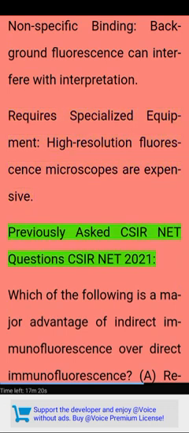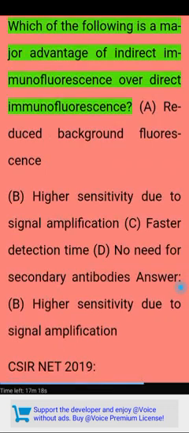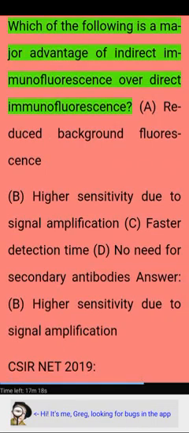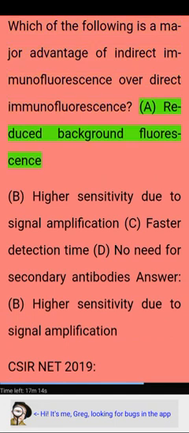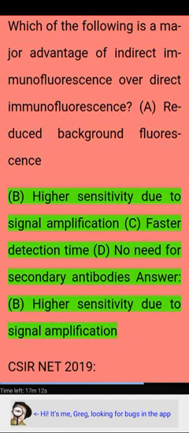Previously asked CSIR NET question, CSIR NET 2021. Which of the following is a major advantage of indirect immunofluorescence over direct immunofluorescence? A. Reduced background fluorescence. B. Higher sensitivity due to signal amplification. C. Faster detection time. D. No need for secondary antibodies. Answer. B. Higher sensitivity due to signal amplification.